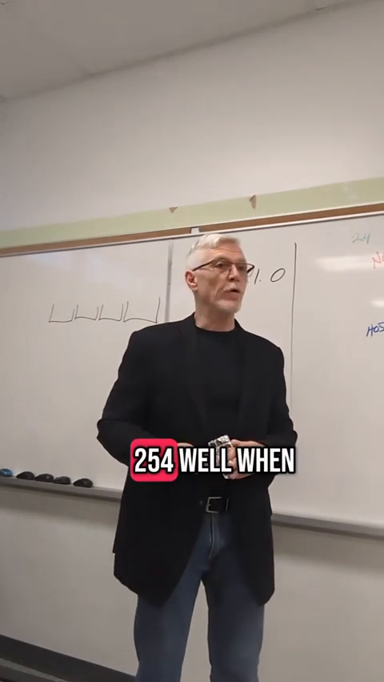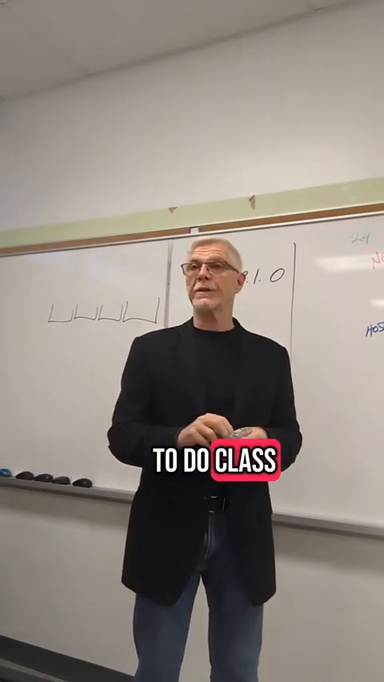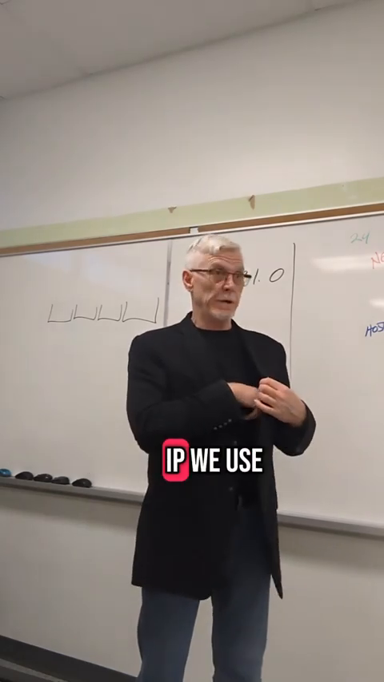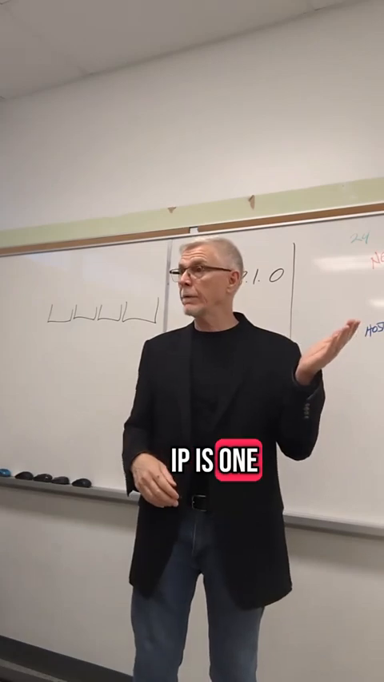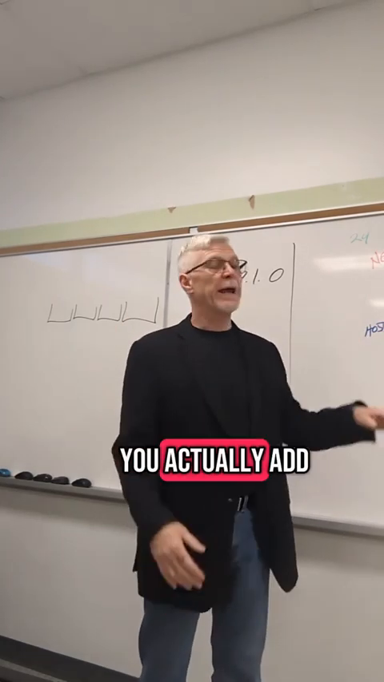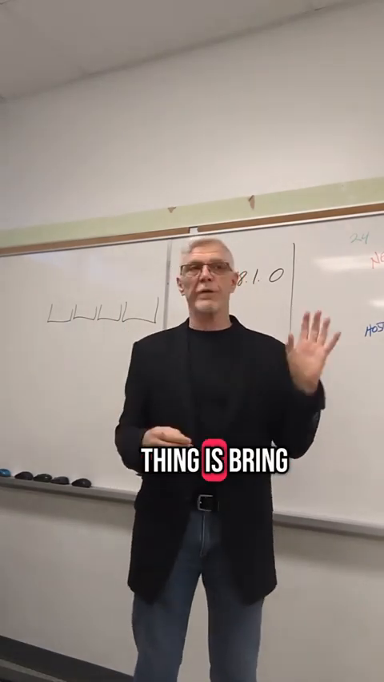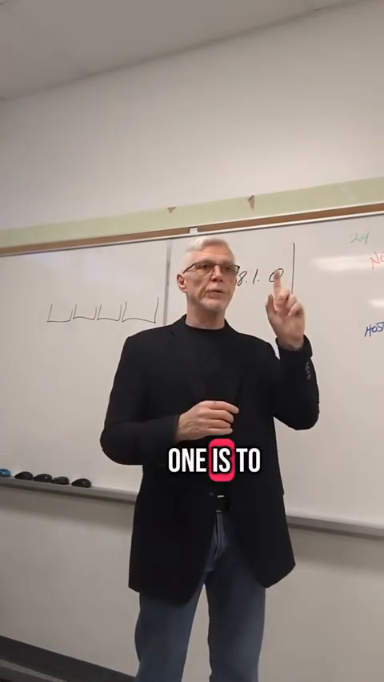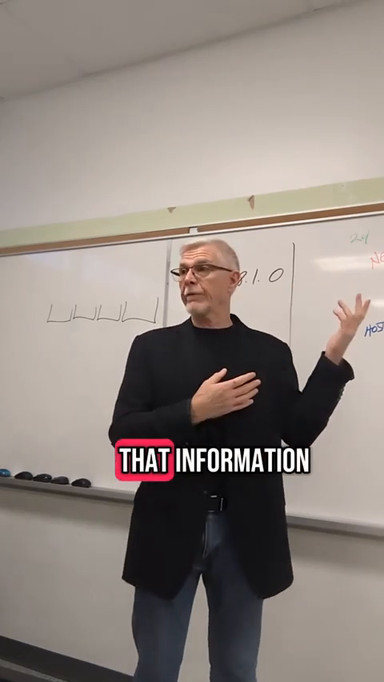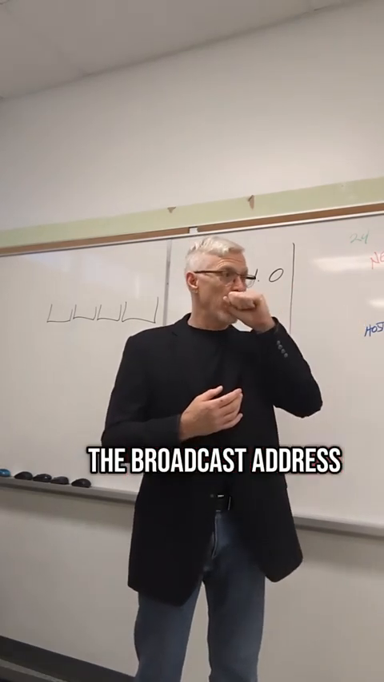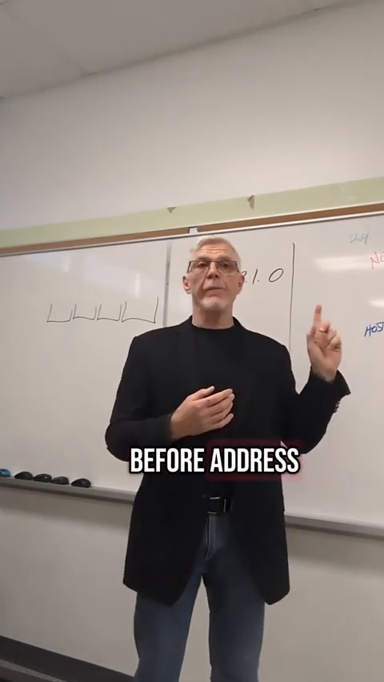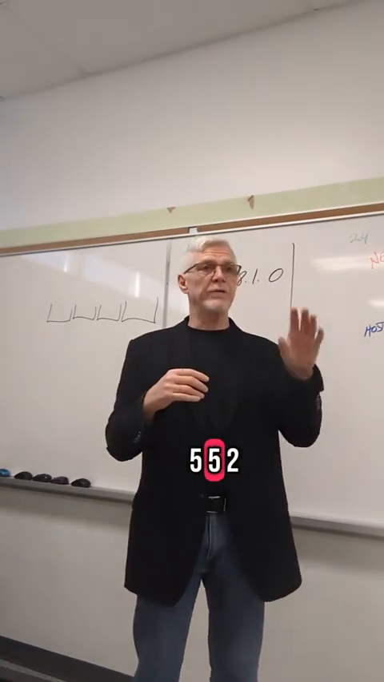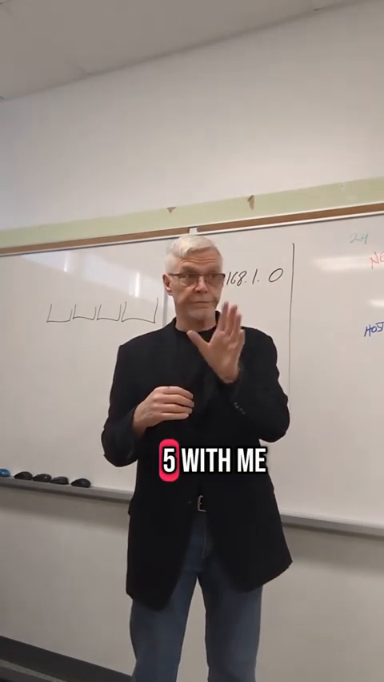Were you going to say 254? Well, when I asked you to do Class C addresses, and I put like the first IP we use on the default gateway, right? And the last IP we use on the server. So the first IP is 1, the last IP is 254. If you actually added everything up, it comes to 256. But the thing is, for each octet and for other things, we always lose 2. One is to record the network ID, the computer has to keep track of that information, and the other one is for the broadcast address. That's why on an IPv4 address, the broadcast address, you know, like when the switch or the router broadcasts everywhere on the network, is 255.255.255.255. With me on that?